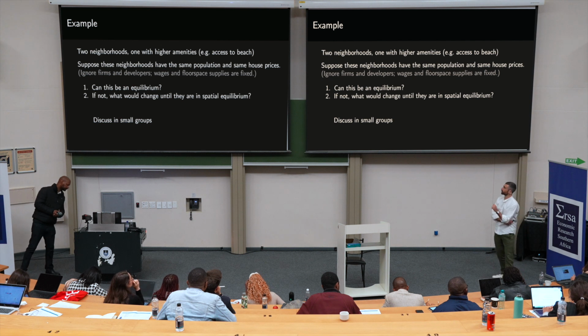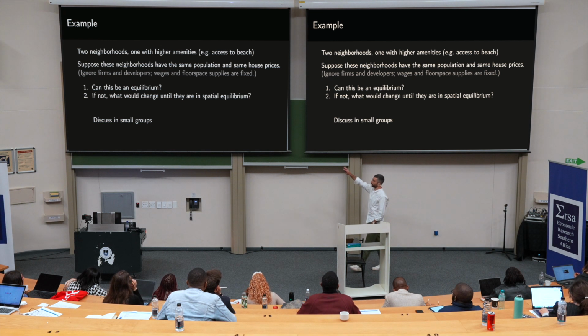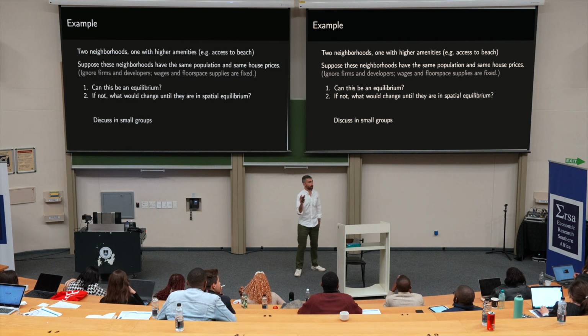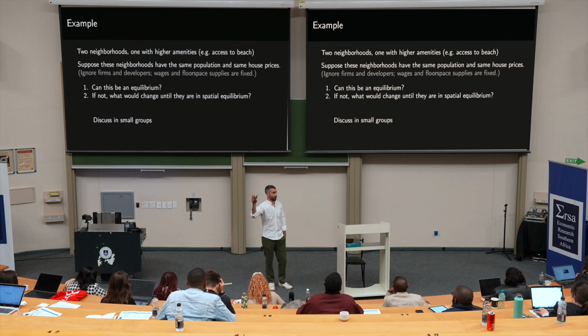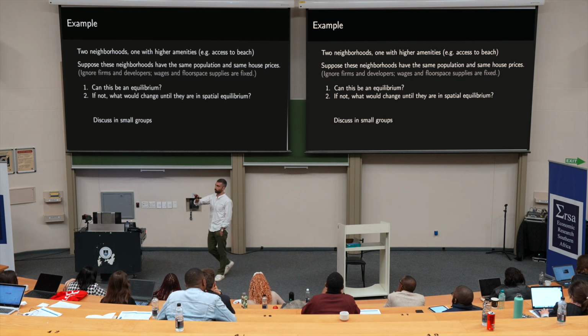Okay, very nice. So I want to focus on the first part. So you said it can't be an equilibrium, correct? Because if those neighborhoods have the same house prices, then one of them has higher amenities, so people would want to move to the higher amenity neighborhood, right? And so maybe there's another group. What about you guys there?